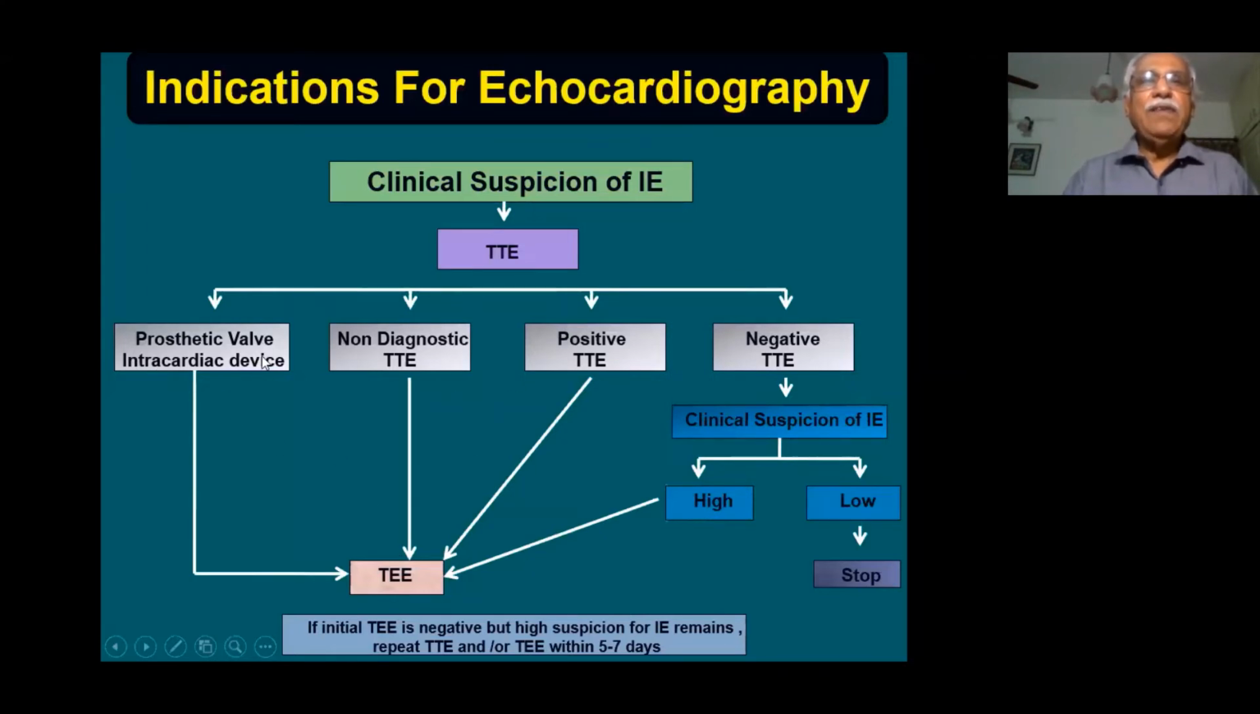In a prosthetic mitral valve, especially if there is suspected infective endocarditis, it is better to do a transesophageal echo, especially for a patient with mitral valve prosthesis. It is often a little more difficult to diagnose by transthoracic echocardiogram, and a transesophageal echocardiogram is especially useful.